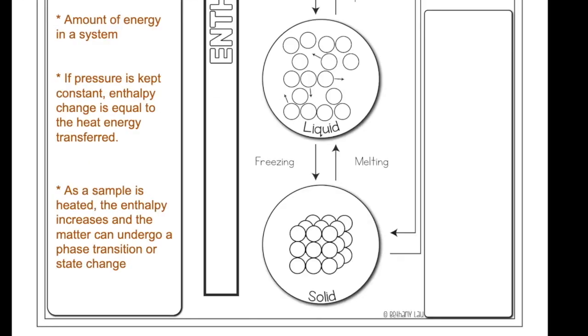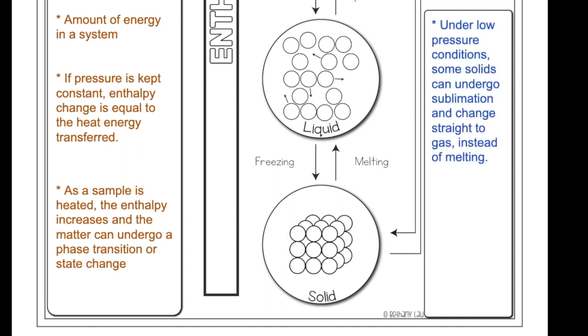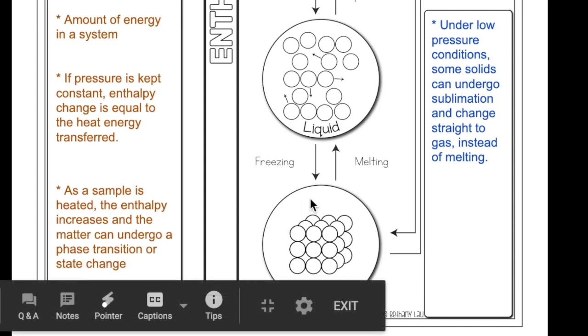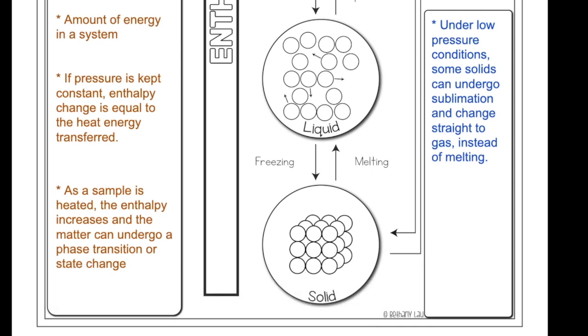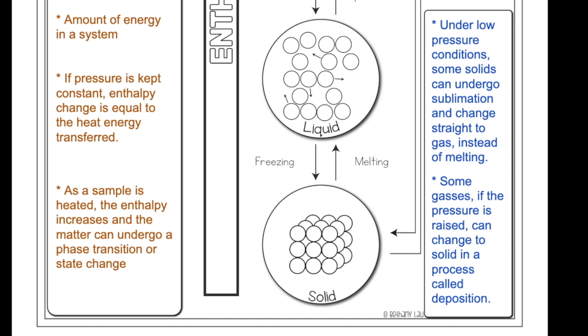Okay, the other two that I haven't touched on yet, under low pressure conditions, some solids can undergo sublimation and change straight into a gas instead of melting. Okay, so an example of this is like dry ice. So it kind of skips that liquid stage and it just goes straight from a solid to a gas, and that's sublimation. And then on the flip side, some gases, if the pressure is raised, can change to a solid in a process called deposition. Okay, so an example of deposition would be like frost.